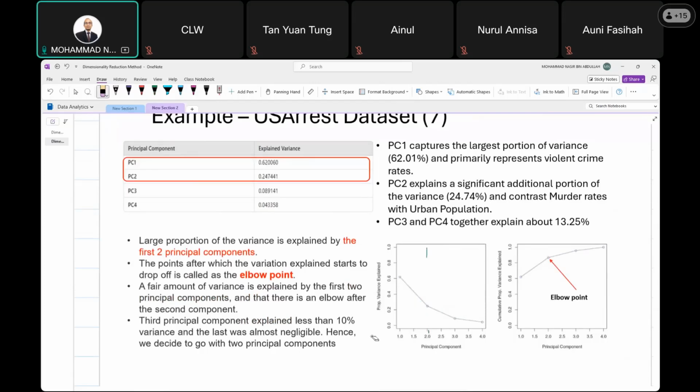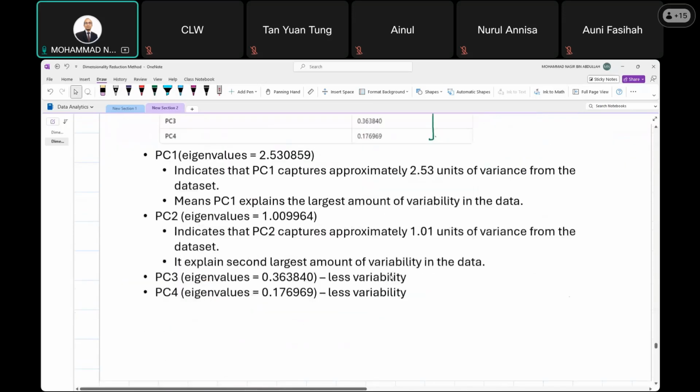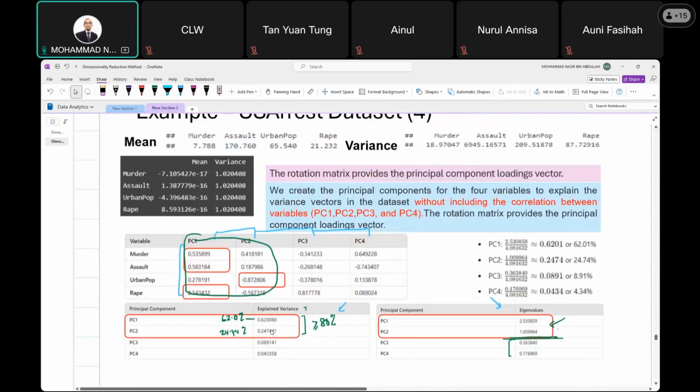We look at the cumulative proportion of variance from PC1 to PC2. It shows a big difference. But the difference from PC2 to PC3 is smaller, the smallest difference between PC2 and PC3. That's why we will stop at PC2. PC1 and PC2 will be considered as our principal components. We look at the elbow point. Okay. If you don't have the elbow point, it's okay, you can look at the eigenvalue and the proportion of variance explained.